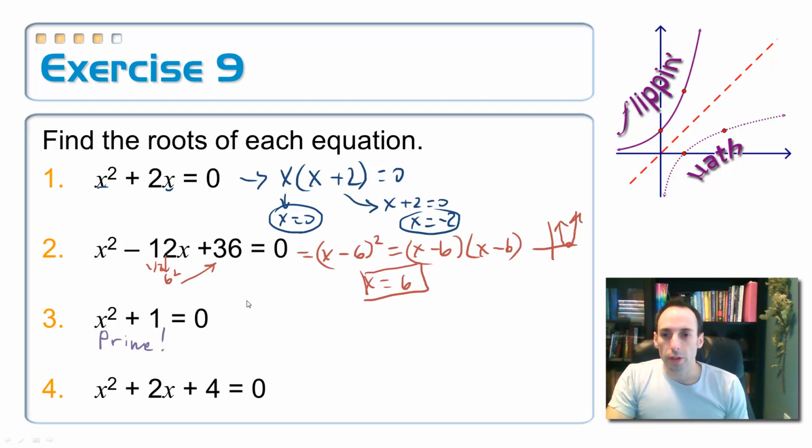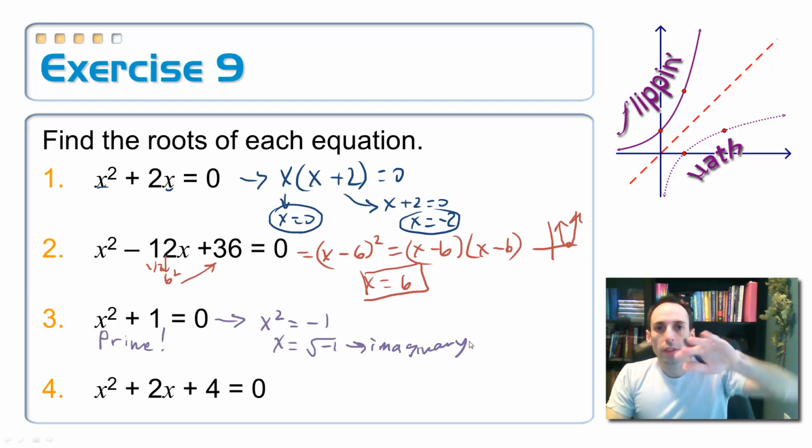Now let me show you something here. Another way that we're going to learn to solve these things, if there's no linear term, is to isolate the square term: x squared equals -1, just subtract the 1 over, and then take the square root. X is equal to the square root of -1. Square root of -1, this means that it is imaginary.